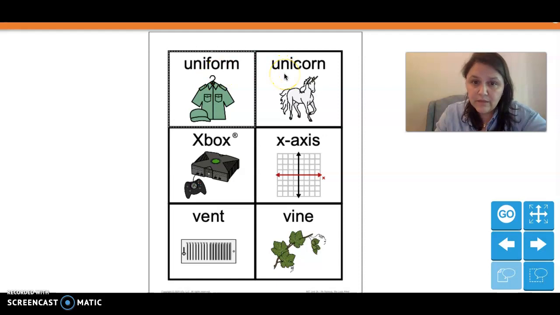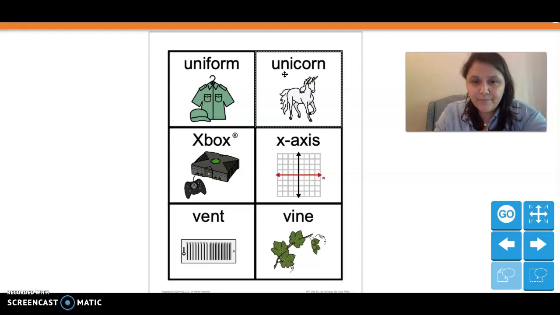Okay, the next one is unicorn. Unicorn. You hear that U sound, unicorn. And I'm sure you've seen lots of unicorns in the stores and at parties, and unicorns are super popular and very fun to play with. I know my little girl loves unicorns. Maybe Addie, your baby sister Landon, she might like unicorns now too.